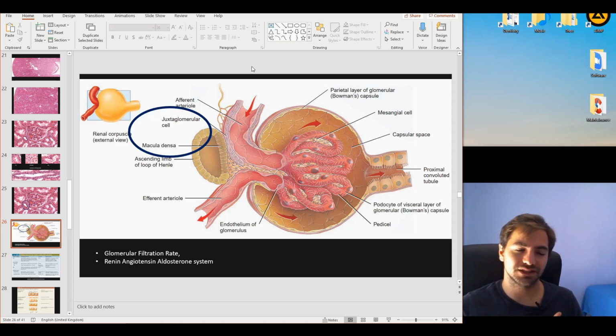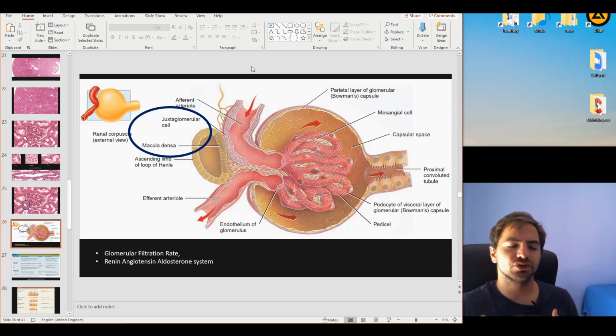Now the macula densa is, let's say, the point of pressure control in this case, and is a sensory organ, a sensory point of the distal convoluted tubule. And these two components together play the biggest role in the regulation of the glomerular filtration rate.